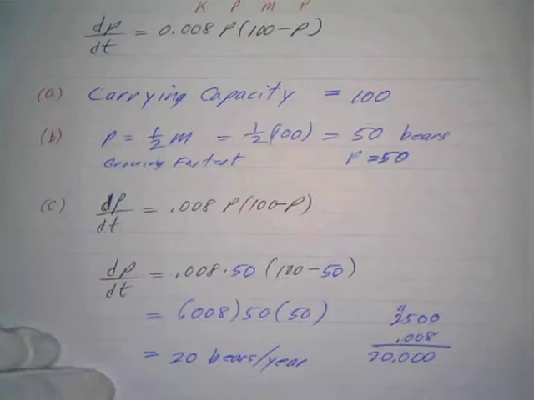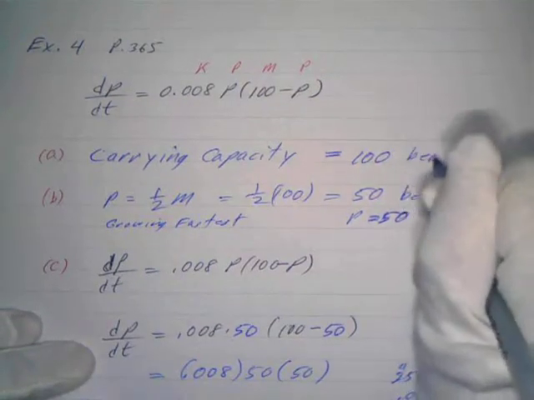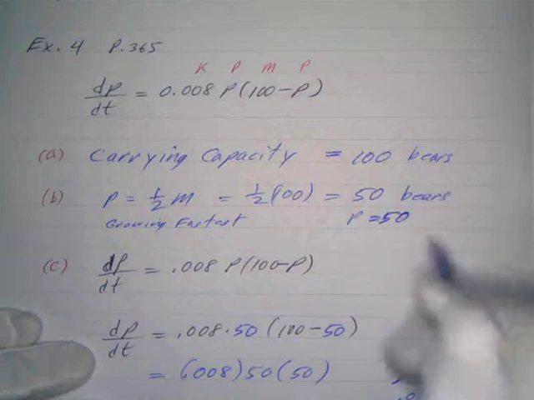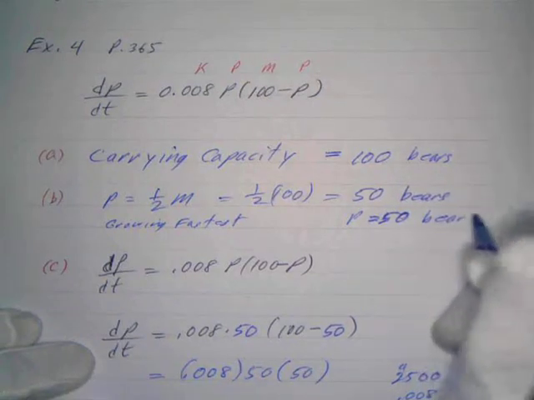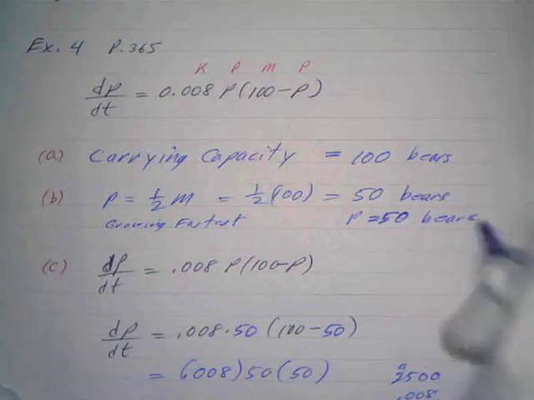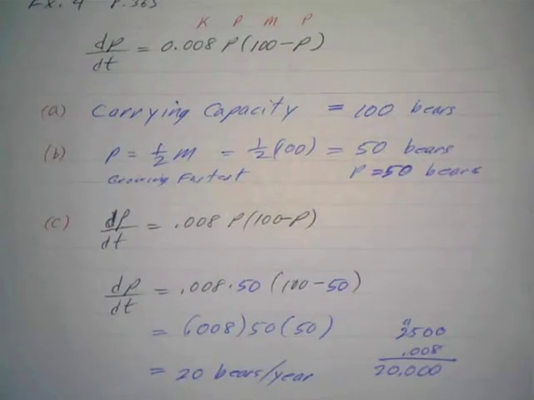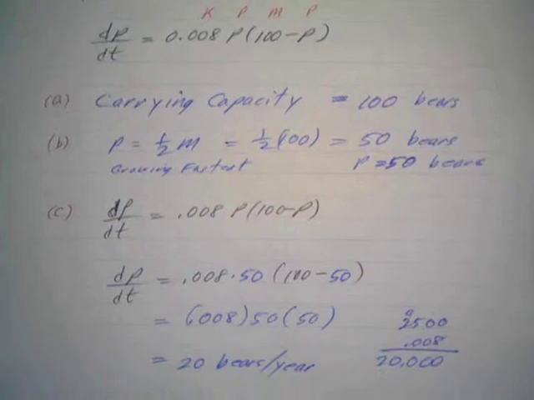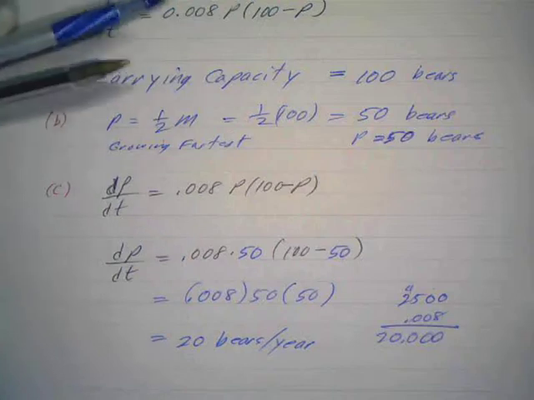And up here, to get my units right, the carrying capacity is 100 bears, and it's growing the fastest when I have 50 bears. Lots of times we see problems like that in the multiple choice of the AP exam. But sometimes they disguise this, so you have to look at this.